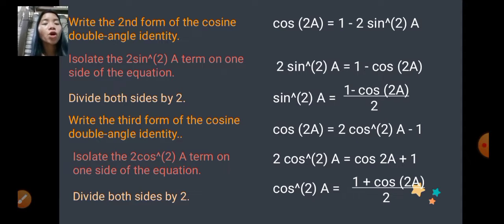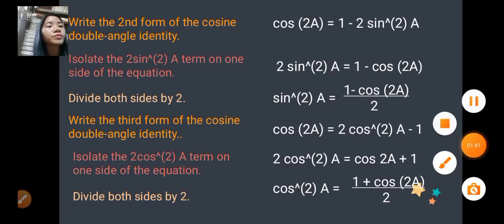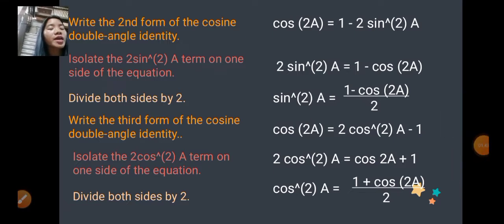Then write the third form of the cosine double angle identity. So we have cos 2a is equal to 2 cos squared a minus 1. Then, isolate the 2 cos squared a term on one side of the equation. So we have 2 cos squared a is equal to cos 2a plus 1. Then, divide both sides by 2. So we have cos squared a is equal to (1 plus cos 2a) over 2.